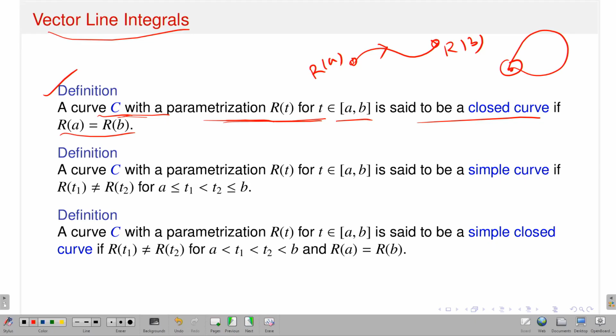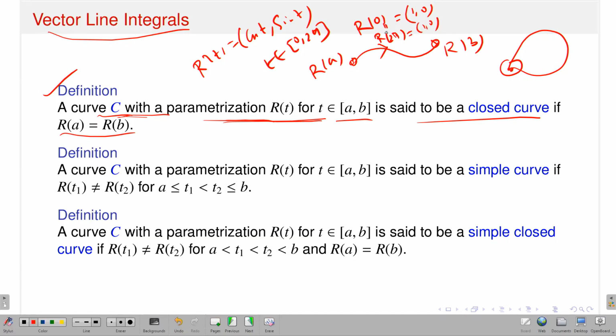For example, you can take the circle. For the circle, the parameterization R(t) is (cos t, sin t), where t runs from 0 to 2 pi. Now you see, R(0) is nothing but (1, 0), which is the same as R(2 pi). So R(0) is exactly equal to R(2 pi). Therefore this curve is called a closed curve. If I draw a picture, it will be like this. I am starting from here, going around, and coming back here. This circle is a closed curve.